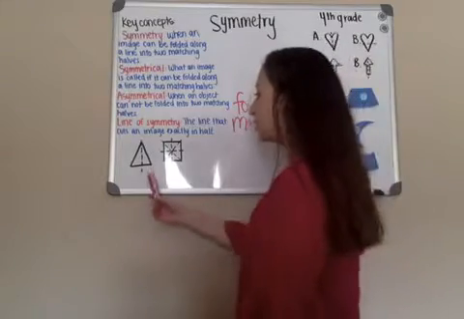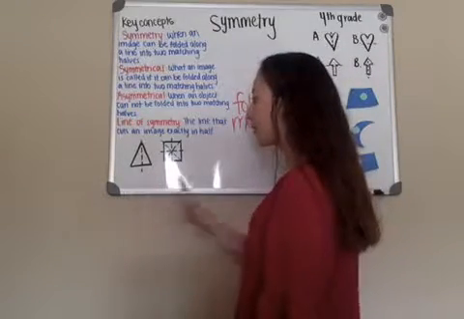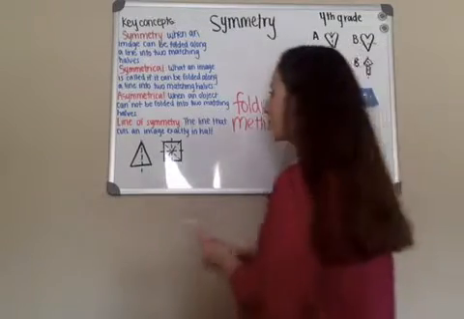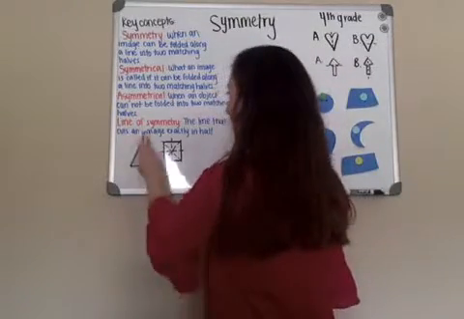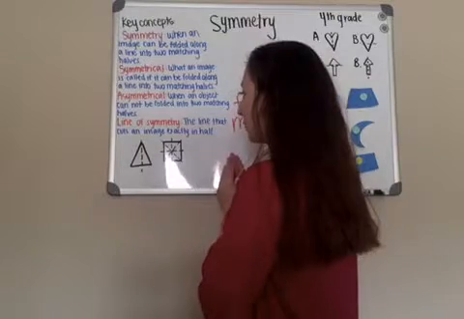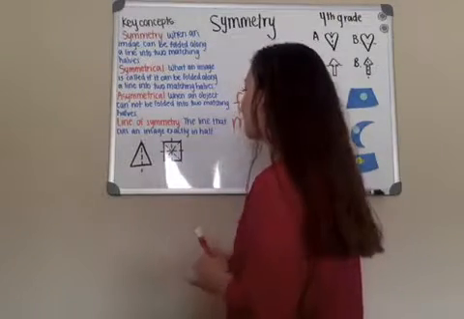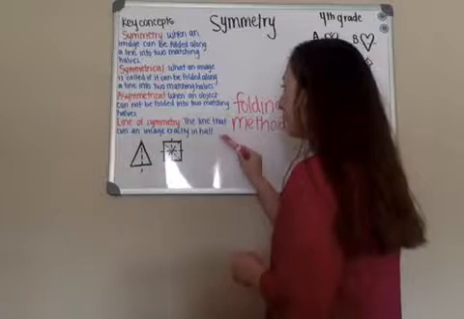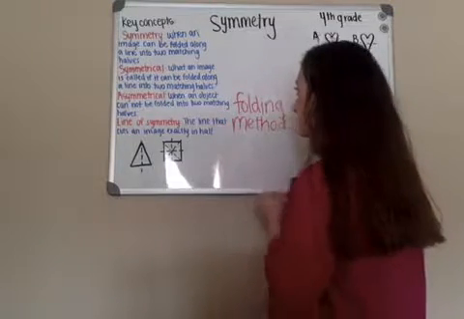For example, we have this triangle right here. When we're thinking about which ways we can fold it to make two separate halves, we're able to find that along this line right here, the line of symmetry, if we folded it, we would have two halves that are exactly the same. So the line of symmetry is the line that cuts an image exactly in half.